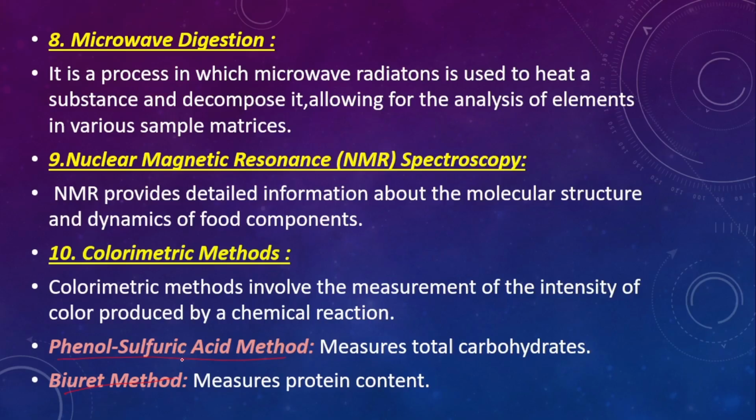The biuret method is used in the food industry to measure the protein content in the various food products. It relies on the formation of a blue complex when proteins react with copper ions in alkaline solutions, especially in the presence of biuret reagent. The intensity of the blue color measured spectrophotometrically is proportional to the protein content in the sample.